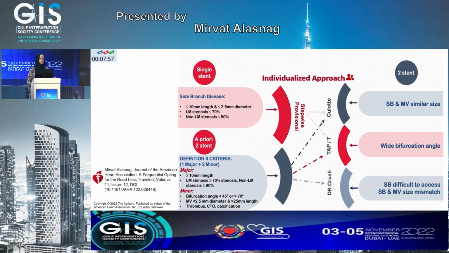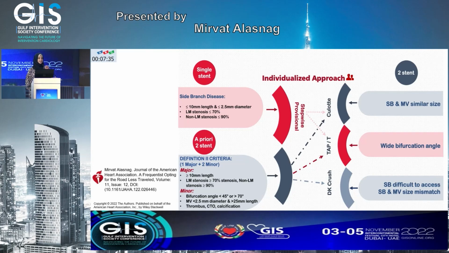But remember, if you started with a provisional strategy, you really can't go to DK crush with that, right? Your DK crush is an upfront two-stent strategy where you want to secure the side branch. It's suitable when your side branch is difficult to access, and there's a significant mismatch between the side branch and the main vessel size. TAP is ideal when you have a wide bifurcation.